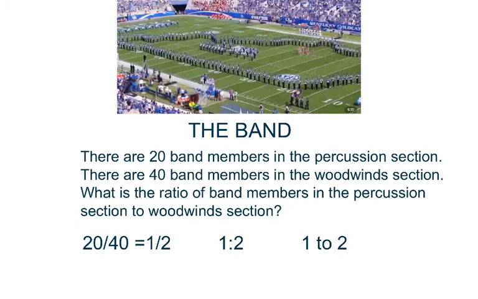The ratio of band members in the percussion section to woodwind section is 20 to 40, and this can be simplified to 1 to 2 because 20 is the greatest common factor of 20 and 40. So for every 1 band member in the percussion section, there are 2 band members in the woodwind section.